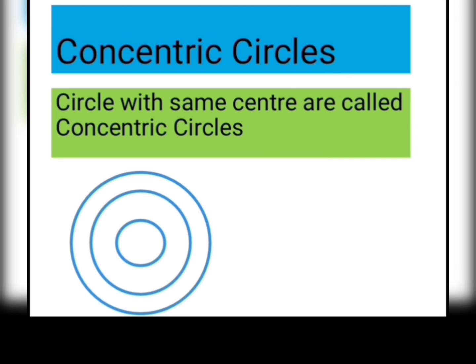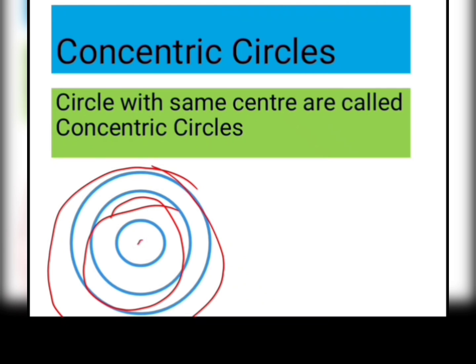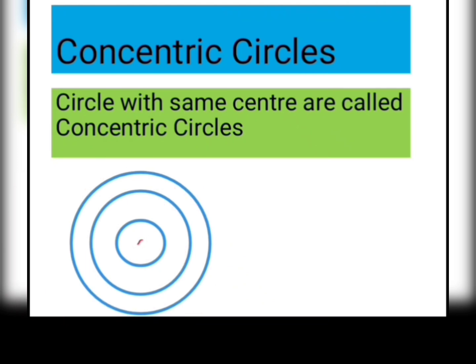Concentric circles. In the last slide we have seen congruent circles. Those circles will have same radius. Here it is concentric circles. In this concentric circle concept, center should be same and radius need not be equal. Let us consider this is the center of our first circle. Then the center of our second circle will also be this point. Center of third circle will also be this point. In the concept of concentric circles, radius will be different but center will be same.